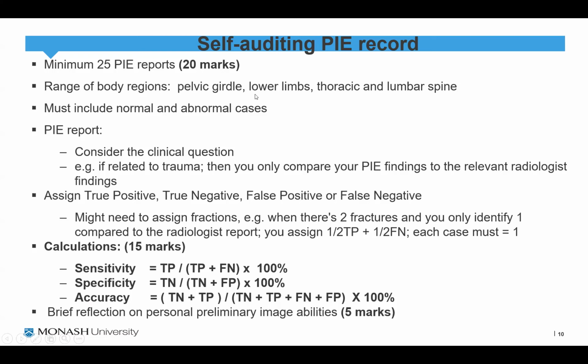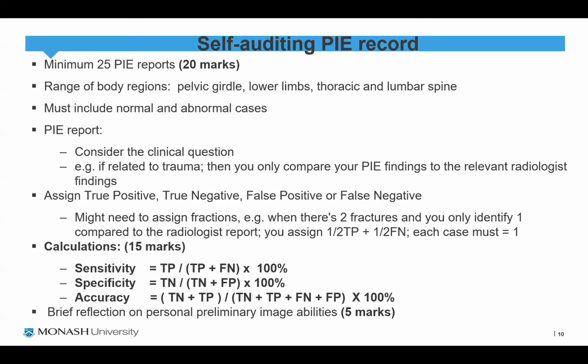So with that table that you have with your 25 cases and how you've assigned it, as well as the calculations here, all of that is equal to 15 marks. And I've given you the formula to work that out. And then 5 marks will go towards reflection.